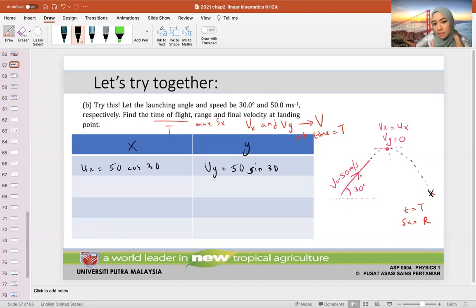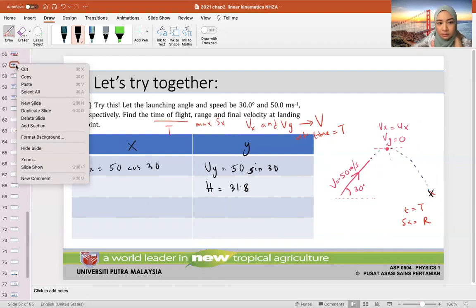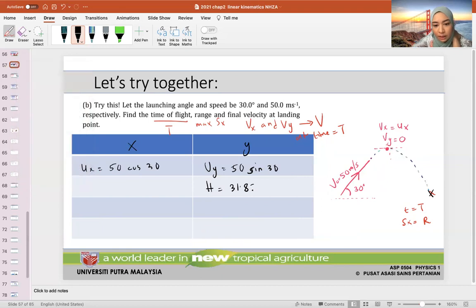I know that the maximum height, which is Sy maximum, H is 31.88. Was it? 31.88 meter, and the time taken to reach H is 2.55 seconds. What can I say about the total duration of time? How can I find it?